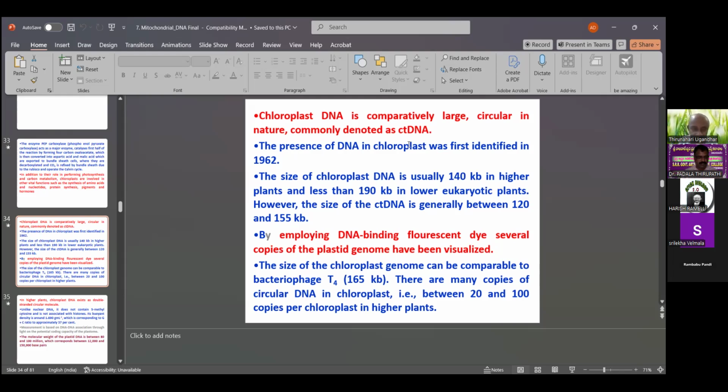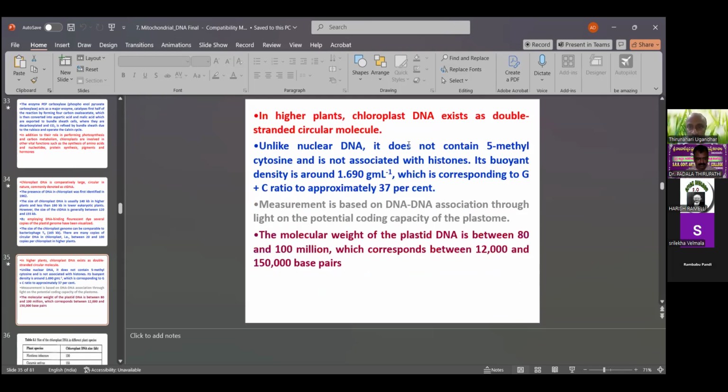The size of the chloroplast genome is comparable to the bacteriophage T4, 165 kilobases. There are many copies of circular DNA in the chloroplast, for example between 20 and 100 copies per chloroplast in higher plants. In higher plants, the chloroplast DNA exists as double-stranded circular molecules. Double means two helical structures, which are closed, that is, a round-shaped structure.